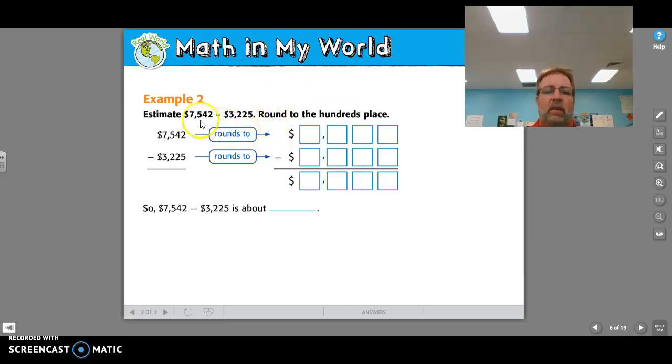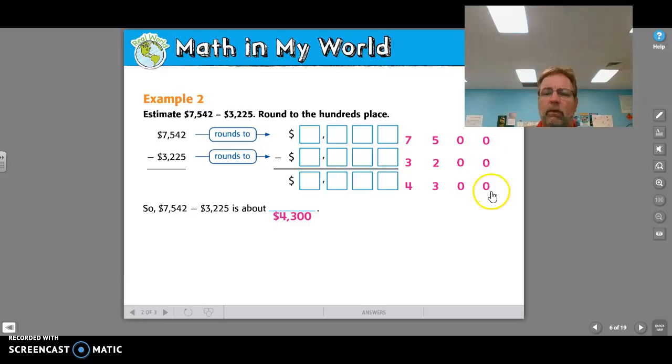All right, so now example 2, we're subtracting. We're still going to round to the hundreds place. So let's see what they got here for our rounded numbers and then our estimated difference. So, okay, rounding to the hundreds place, 7,542 rounded to 7,500. 3,225 rounded to 3,200. Now remember, we're estimating the difference. So now we need to subtract.